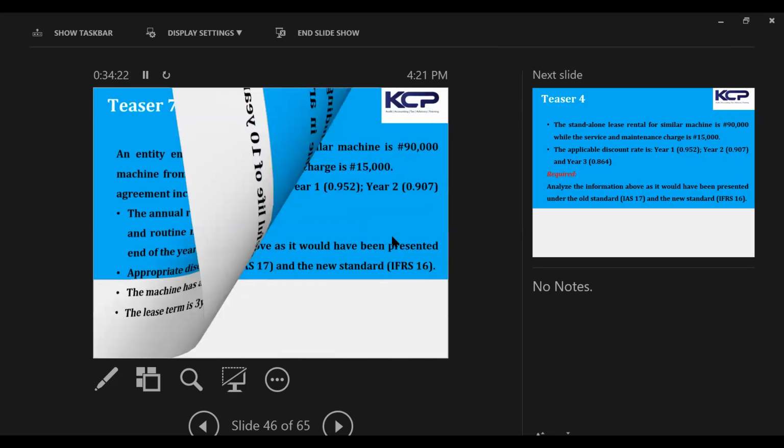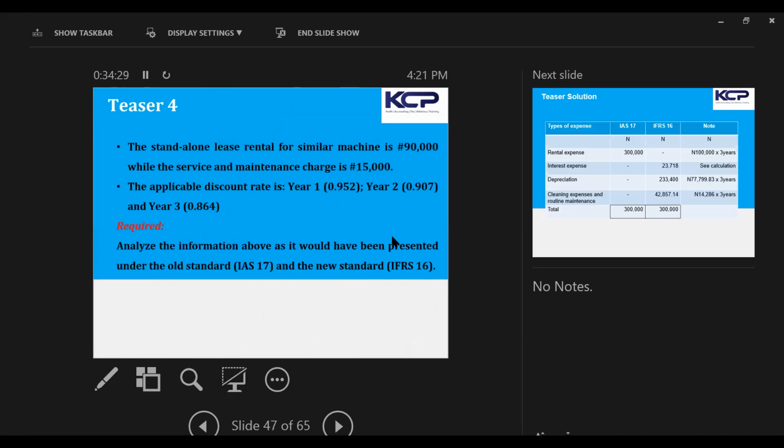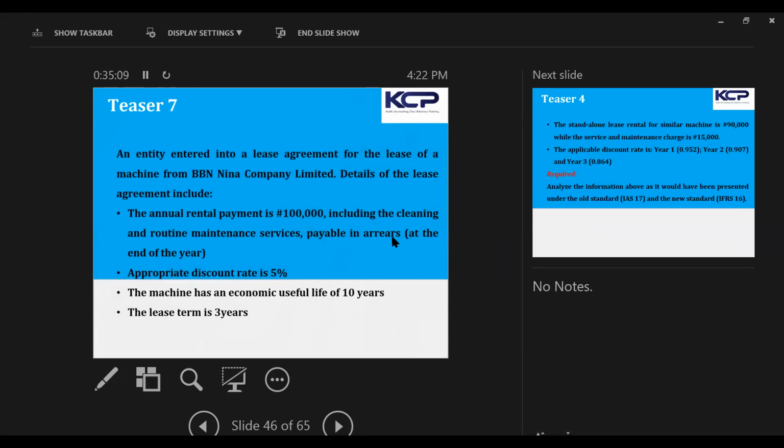Okay, still a continuation of the question. Yes. The standalone lease rental for a similar machine is 90,000, while the service and maintenance charge is 10,000. The applicable discount factors are year 1, 0.952, year 2, 0.907. These are the discount factors that they've just calculated for you. And you are required to analyze the information above as it would have been presented under the old standard, IAS 17, and the new standard, IFRS 16. Okay, so can anybody tell us what will have been the situation under IAS 17 and IFRS 16?